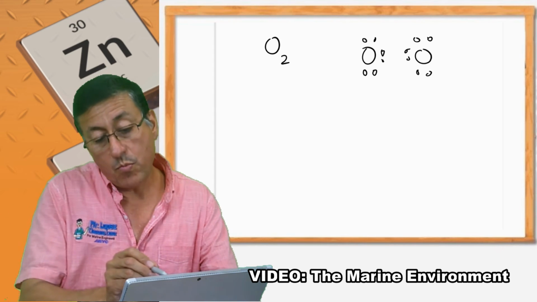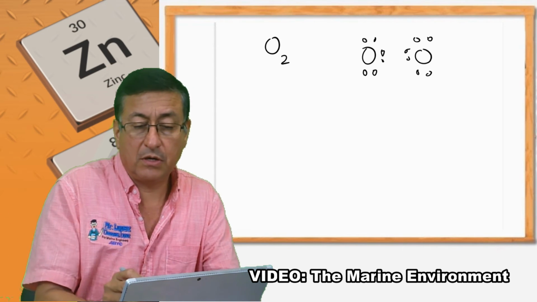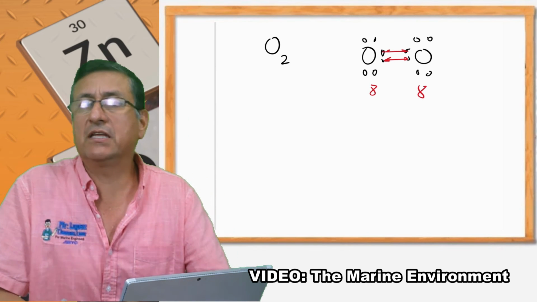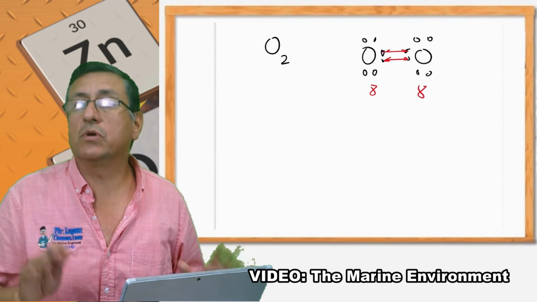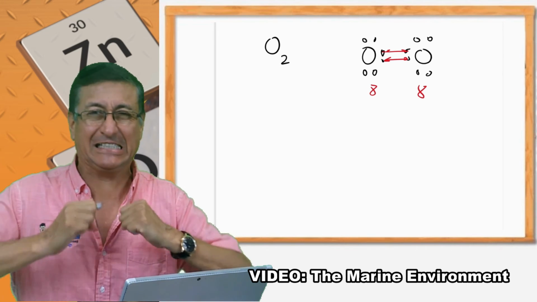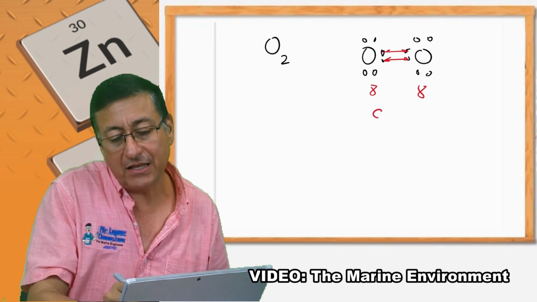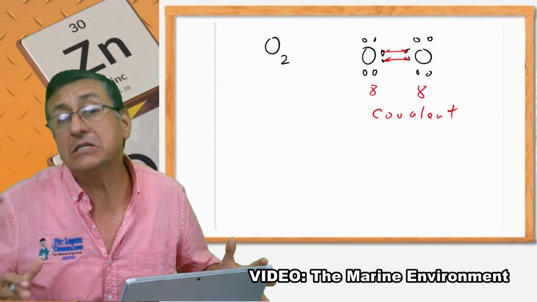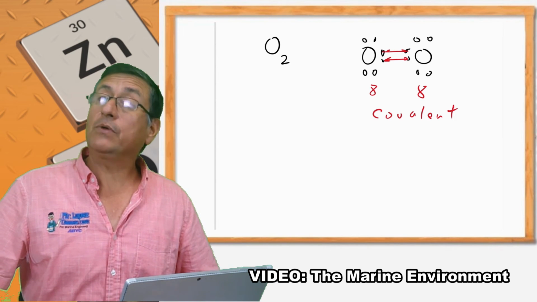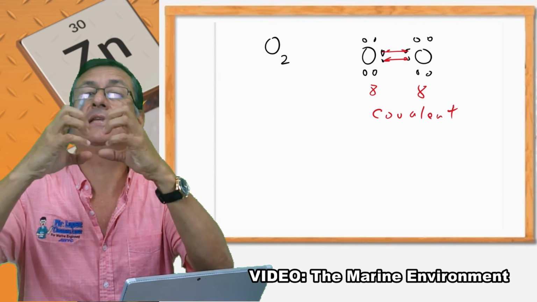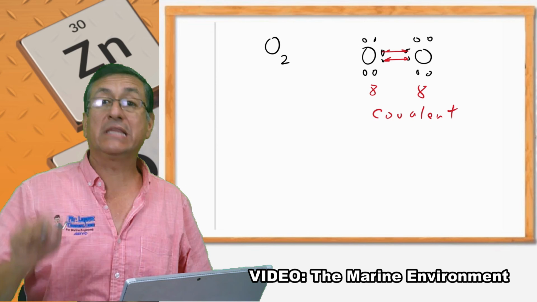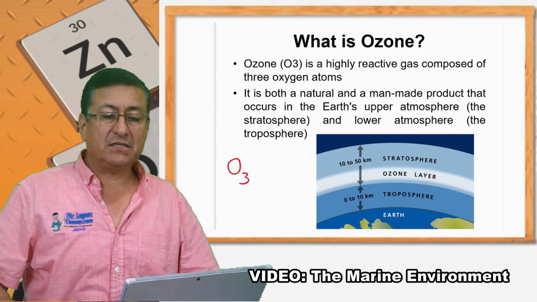Both atoms share a couple of electrons, and at the end of the day, both of them have 8 electrons in the last orbit, the octet rule, and that molecule is stable. But that relation is not strong. It's not permanent because it's covalent. You remember? It's covalent. For that reason, separating that molecule is easy. And this is the problem with the ozone.